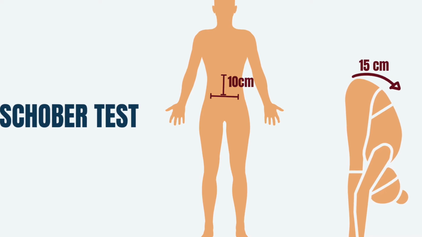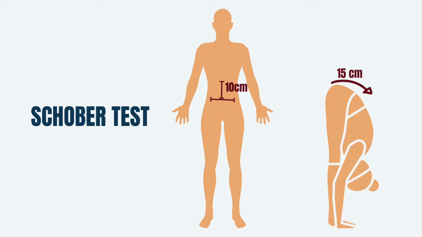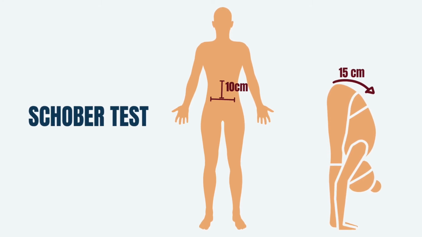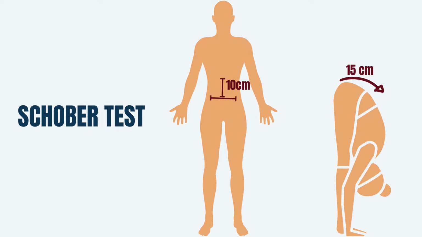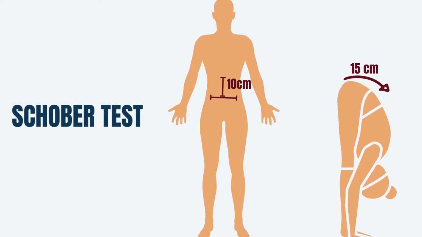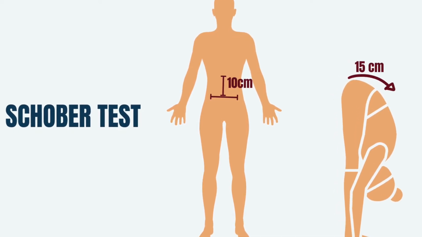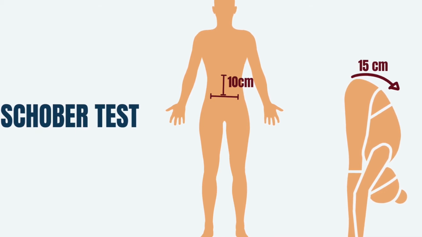The difference that we measure between the two upper marks in the erect and also forward bend position is measured. The test is usually performed twice to have a better accuracy. A measurement of more than 5 centimeters is considered normal. If the measurement is decreased, then we consider the spine affected.